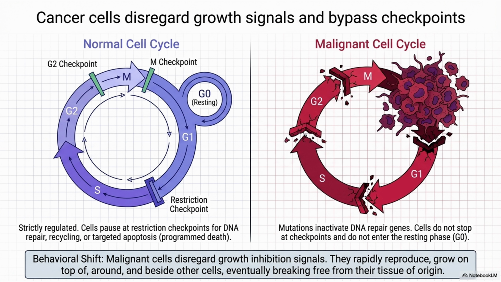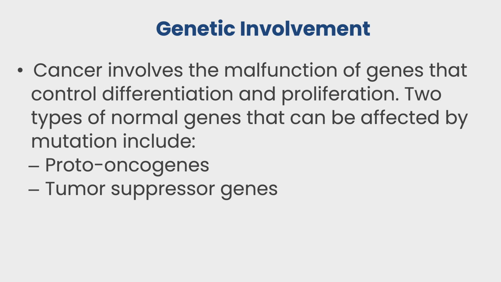Just to reiterate, cancer cells are defined by the behavioral shift. They disregard growth inhibition signals and bypass checkpoints that normally regulate the cell cycle. Normal cells pause at checkpoints for DNA repair or enter a resting phase. Malignant cells do not stop. Instead, they rapidly reproduce, growing on top of and around other cells until they eventually break free from their tissue of origin. I just wanted to reiterate that so you can remember.